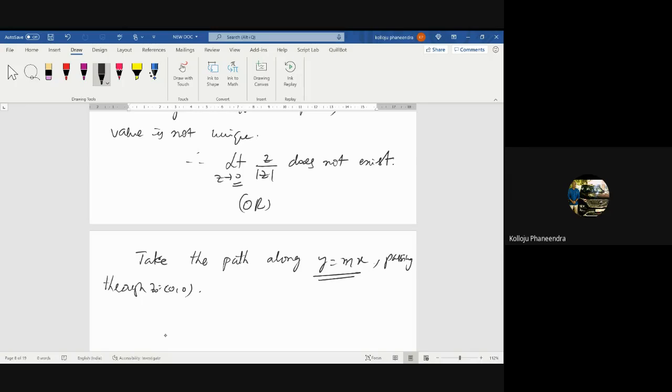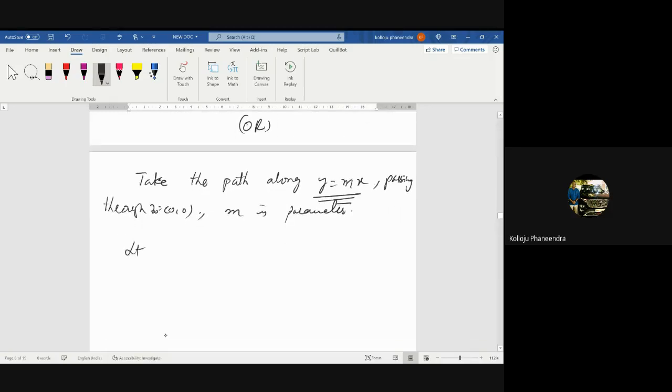Take the path along y equal to mx. Here m is a parameter. What is the meaning of this? y equal to x is one line, y equal to 2x is one line, y equal to 1 by 2 x is another line. So many lines are there passing through the origin. I have to get a unique limit.